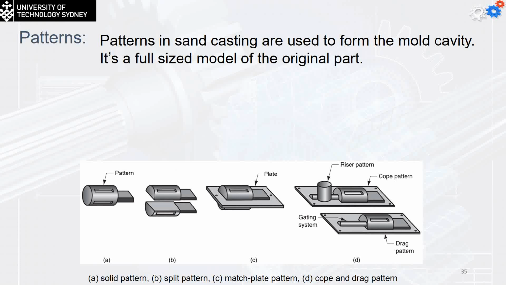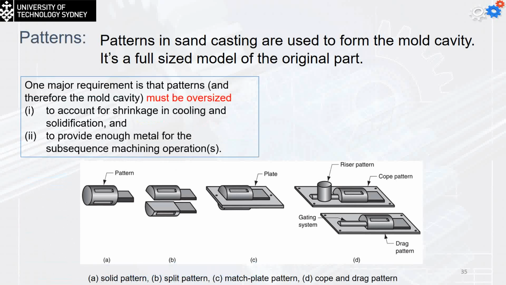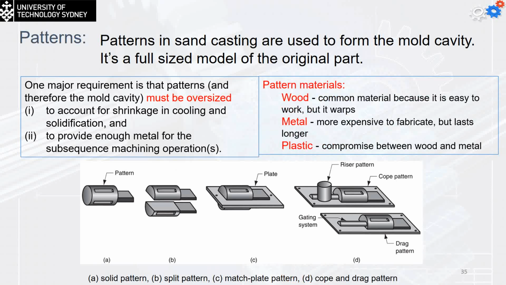The pattern materials can be made of wood, which is the cheapest material I can use. But the problem with it is that the sand I'm using is going to be moist, so it's going to be absorbed by the wood. So I can use the metal one. The metal is going to be heavier, but it's going to be used for a longer time. Also, I can use plastic, which is a compromise between the wood and the metal, but I should choose a type of plastic which can be machined to make the part required.